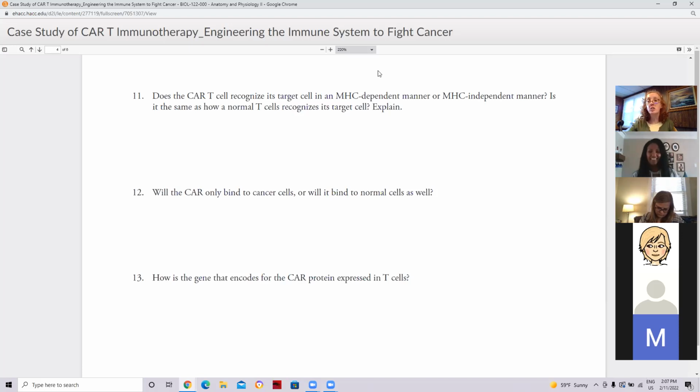Okay, you don't want to answer just yes or no with that one, but explain where, first off, we know where it's expressed. So it's not going to only bind to cancer cells. It's going to go after naive B cells too.